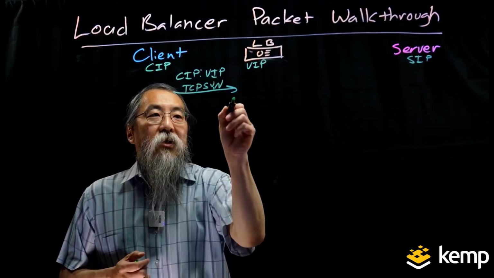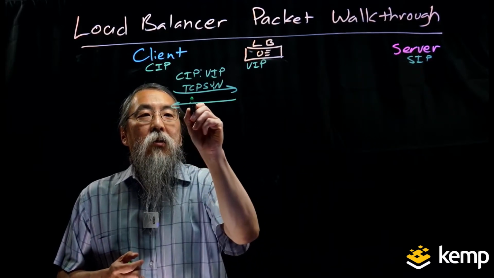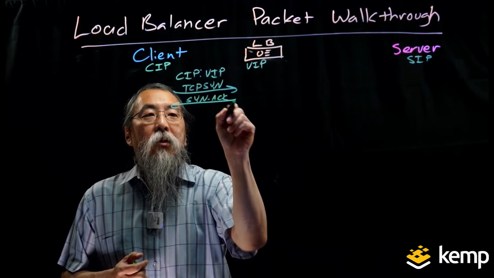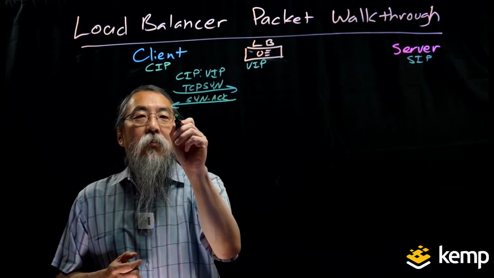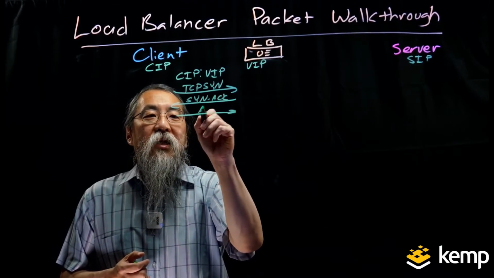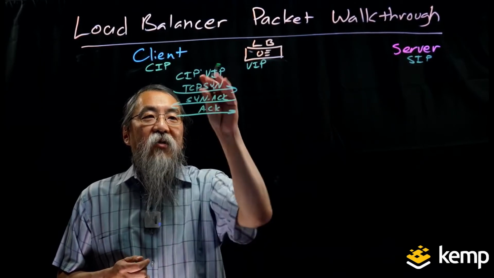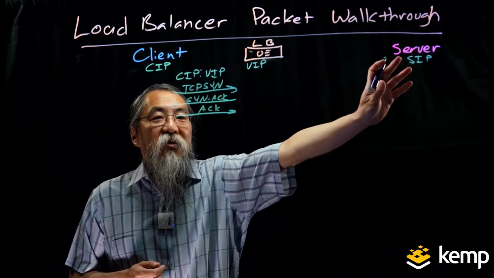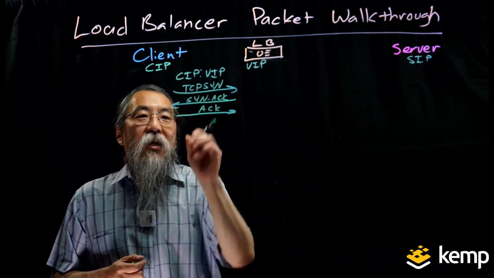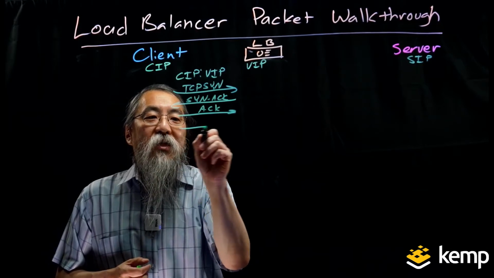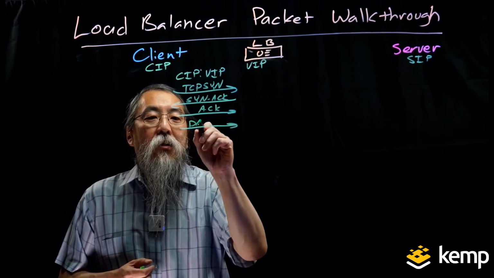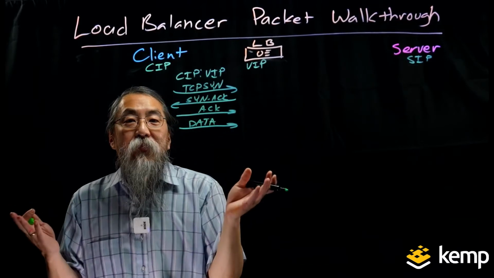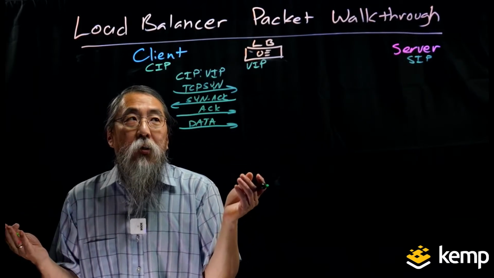The load balancer is going to respond with the SYN-ACK. And then to complete the handshake, the client is going to send the ACK. So we have a three-way handshake, connection is completed, nothing to the server yet. Now the client is also at this point probably going to be sending its data. At least the first piece of data, like an HTTP GET if it's the HTTP protocol.